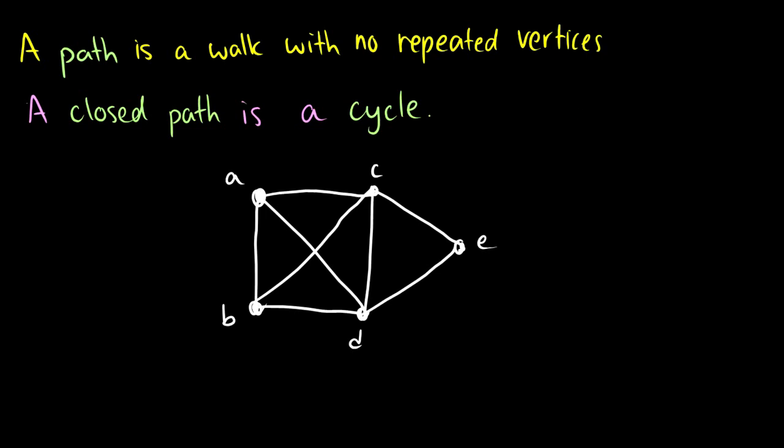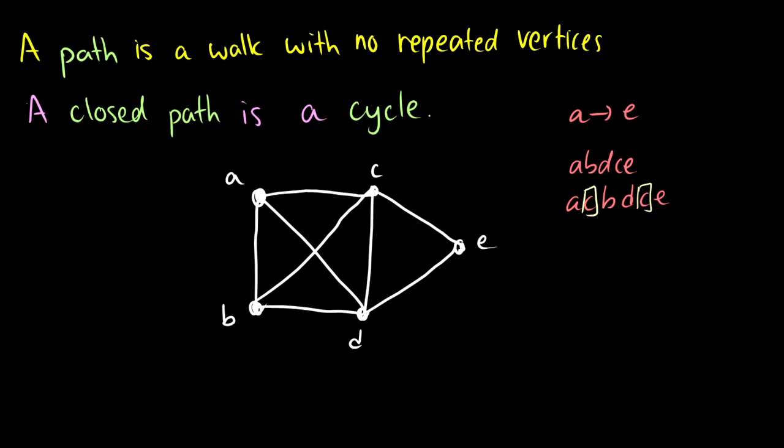So for instance, if we say I want to go from A to E, well, we could start at A, and we could go to B, and we could go to D, we could go to C, and then we could go to E. So we could call this A, B, D, C, E. What we can't do is say A, C, B, D, C, E, because in this case we have a C here and a C here, and that's not acceptable. So we can't do that path or that walk. It's not a path, it's a walk.